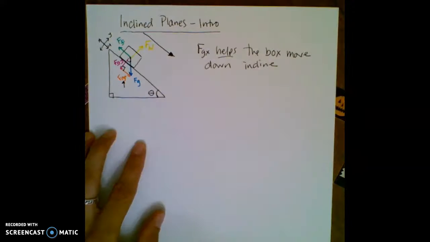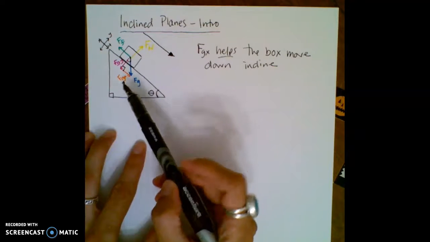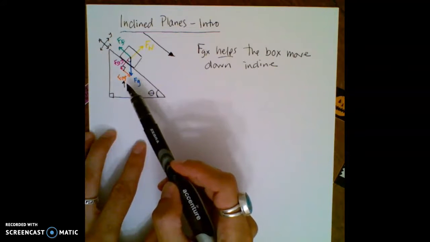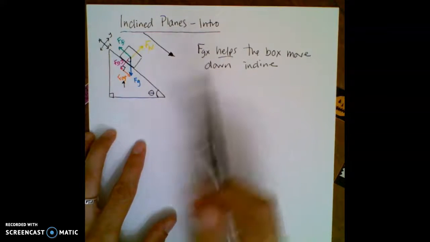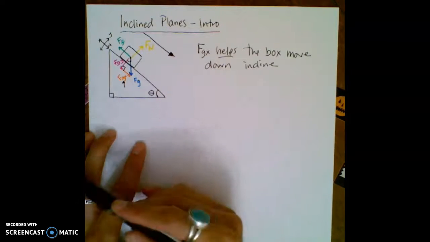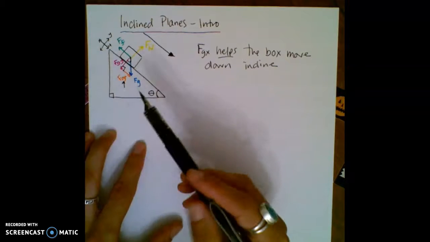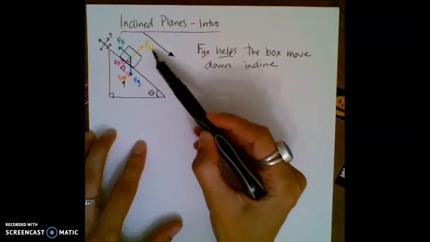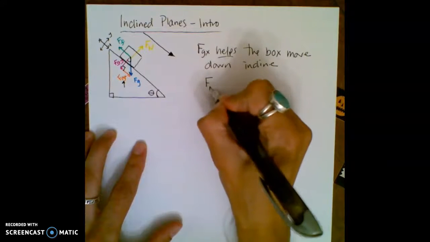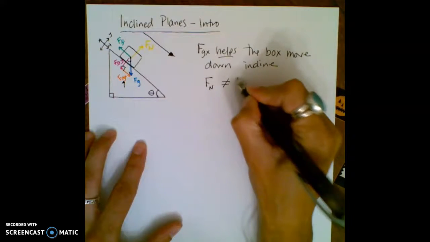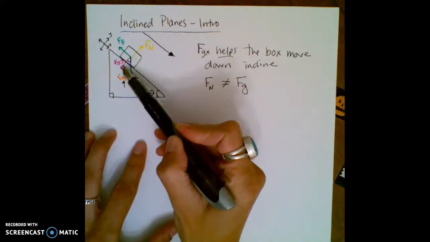Now it could go the other way, like if I'm pushing this box up the incline, then FGX would be hindering because the weight always points down towards the center of the earth, so FGX is always going to point down the incline. But in this case, FGX helps the box move down the incline. Two other things to note is that the normal force here is not equal to FG. Fn does not equal FG, but rather it equals FGY. It equals part of the weight.